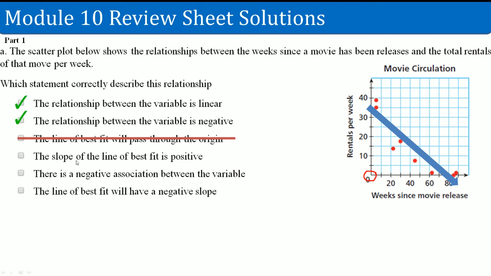Here it would say that the slope of the line of best fit is positive. That is wrong. It has a negative slope. The reason why it has a negative slope is if you draw that person walking down. The fact that it's a negative slope, we would say there is a negative association between the variables and the line of best fit does have a negative slope.